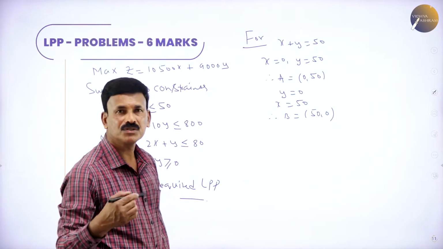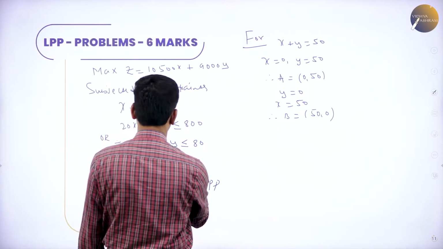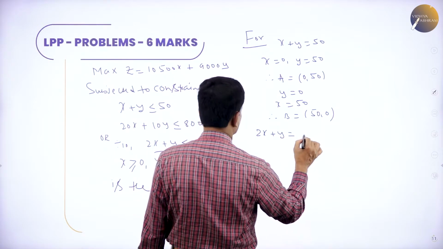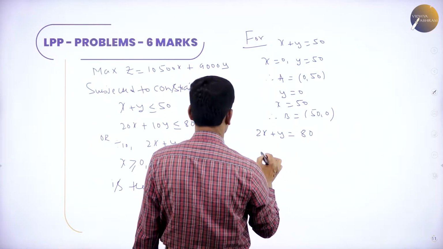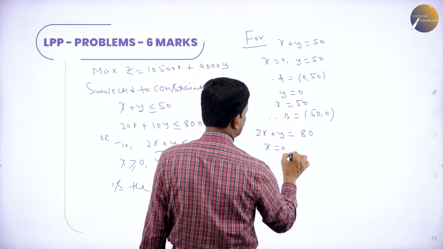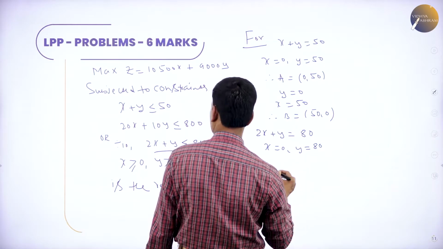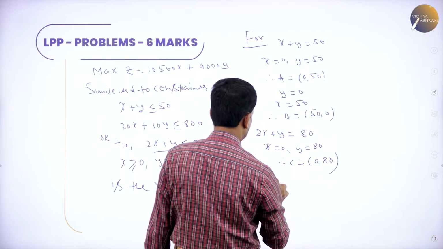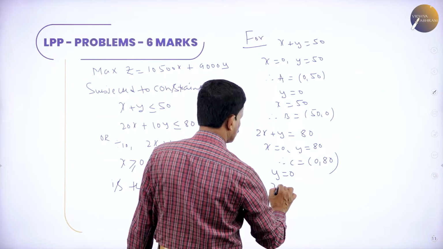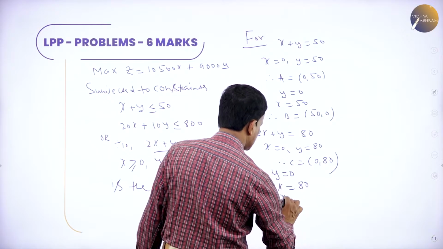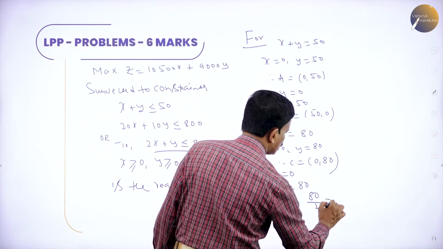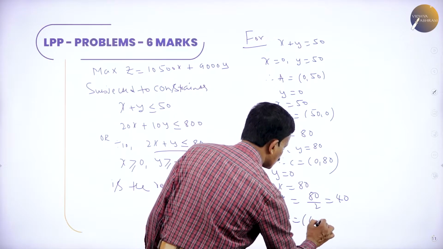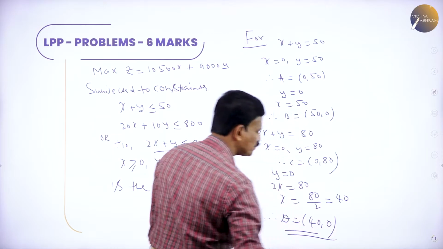Now come to the second equation. What is the second equation? 2x plus y is equal to 80. If you put x is equal to 0, you will get y is equal to 80. Therefore C is equal to 0 comma 80. Put y is equal to 0, 2x is equal to 80, x is equal to 80 by 2, which means 40. Therefore the point D is equal to 40 comma 0.